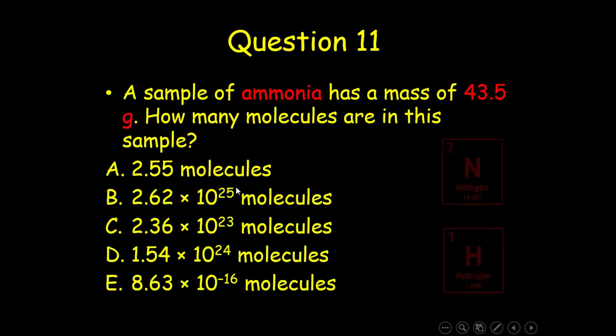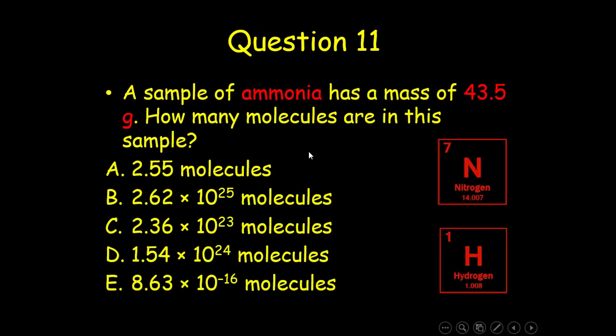Question 11. A sample of ammonia has a mass of 43.5 grams. How many molecules are in this sample? A, 2.55 molecules. B, 2.62 times 10 power 25 molecules. C, 2.36 times 10 power 23 molecules. D, 1.54 times 10 power 24 molecules. E, 8.63 times 10 power negative 16 molecules. Ammonia consists of nitrogen and hydrogen.